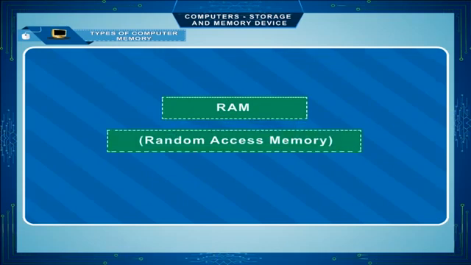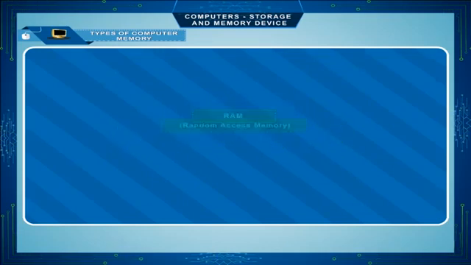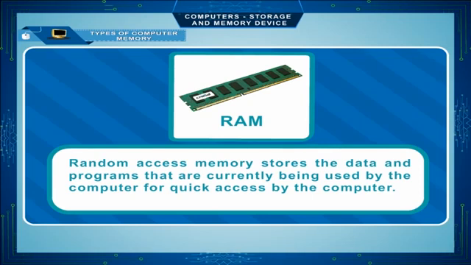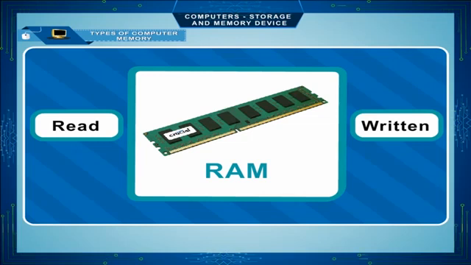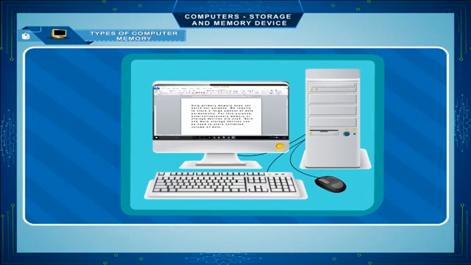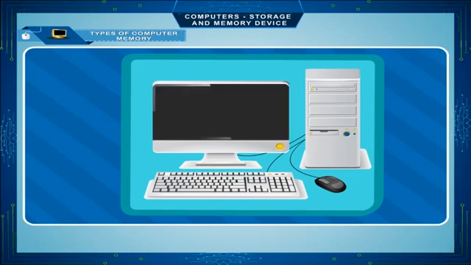RAM, random access memory. Random access memory stores the data and programs that are currently being used by the computer for quick access. The RAM can be read from and written onto. Therefore, it is also known as read or write memory. Its contents are lost when the computer is switched off. Thus, it is a volatile or temporary memory.